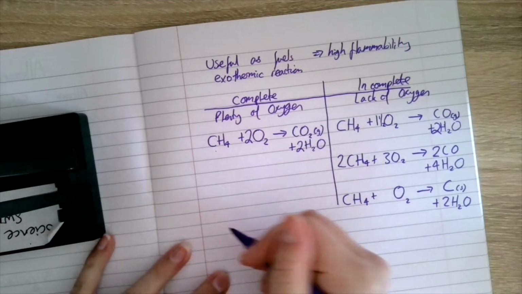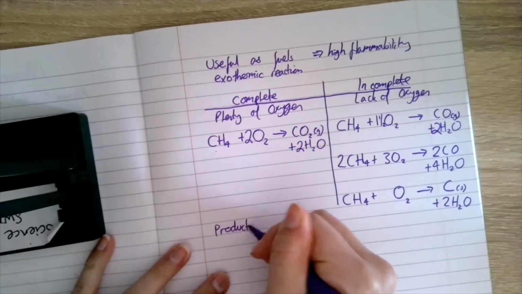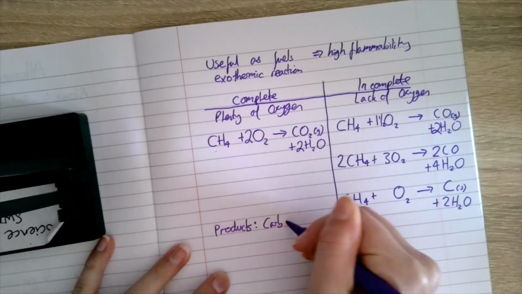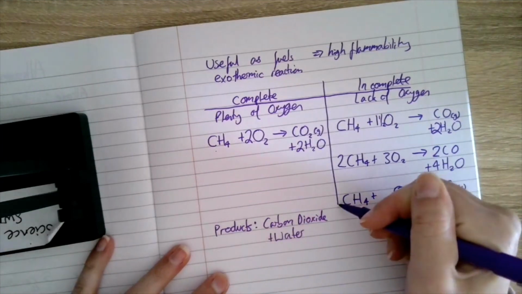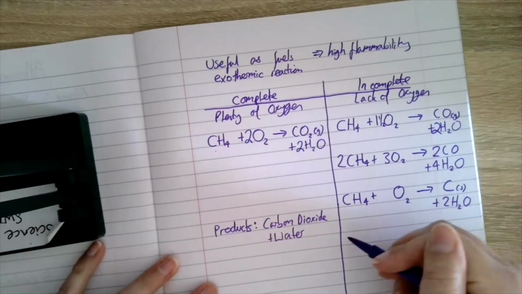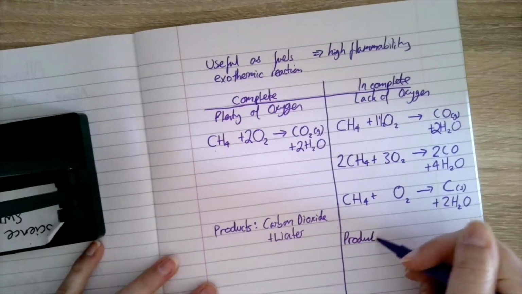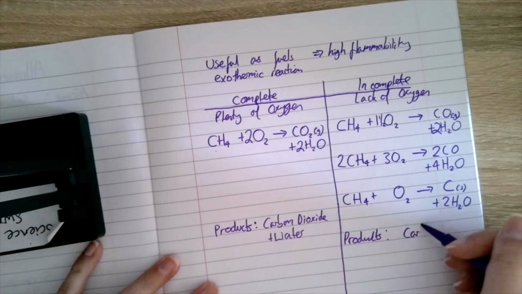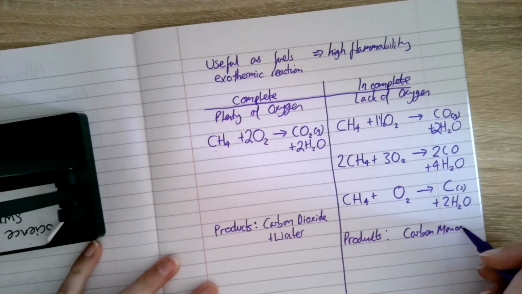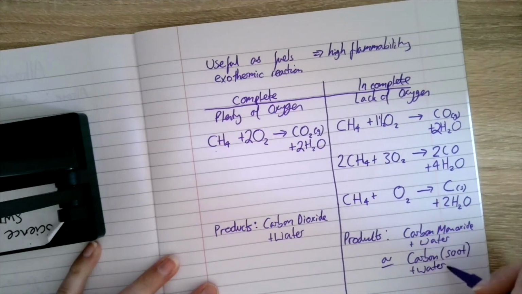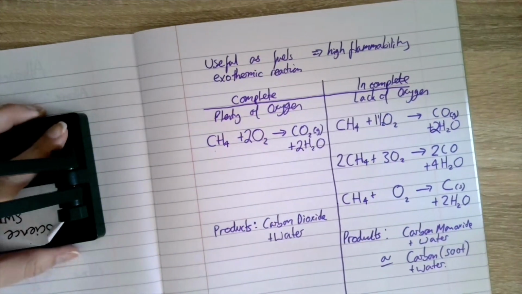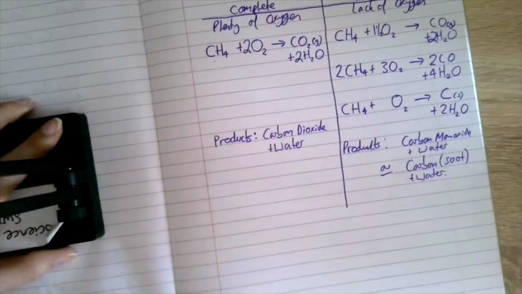So our products of combustion: carbon dioxide plus water for complete combustion, whereas for incomplete, our products is carbon monoxide plus water, or carbon soot plus water. So it's important to read the question to know which of those products they're going to be after.